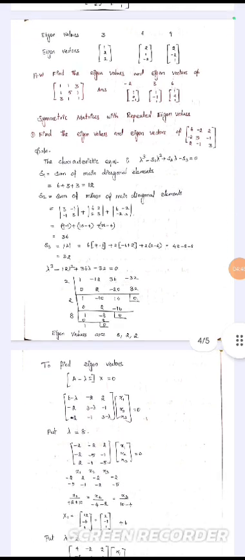Our s1 is the sum of the main diagonal elements. Our given matrix's diagonal elements are 6, 3, 3. Adding these values, our solution is 12. Next we find s2, the sum of the minors of the main diagonal elements. We get the answer 36. Next we find s3. s3 is the determinant of A. So our solution is 32.